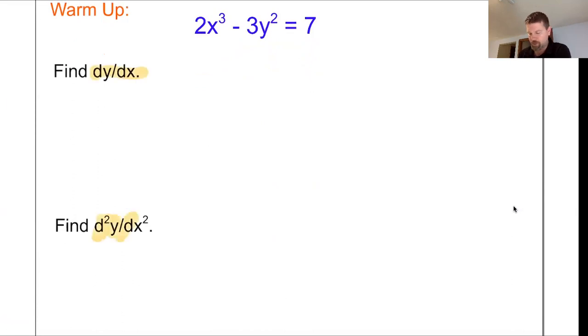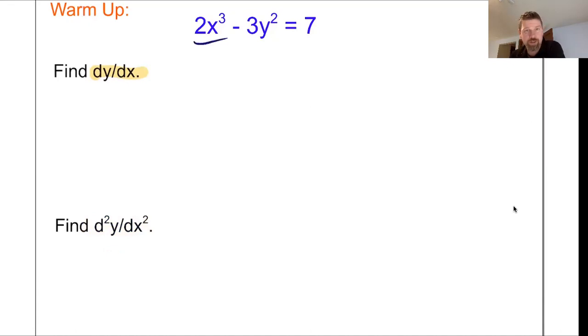Then together we'll do d squared y over dx squared. That's a second derivative. All right, give that a shot. Okay, here is the first derivative.